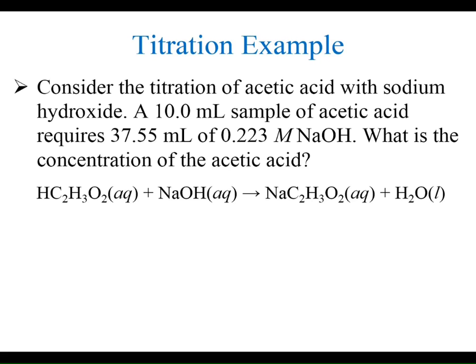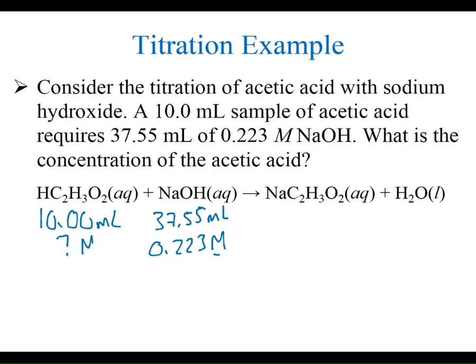So let's say I was doing this titration. It says 10 milliliters of acetic acid. I'm going to write that down here. So 10.00 milliliters of acetic acid and, oops, go back. That's not what I said. And then 37.55 milliliters of sodium hydroxide, which is 0.223 molar. The question is, what's the molarity of the acetic acid?